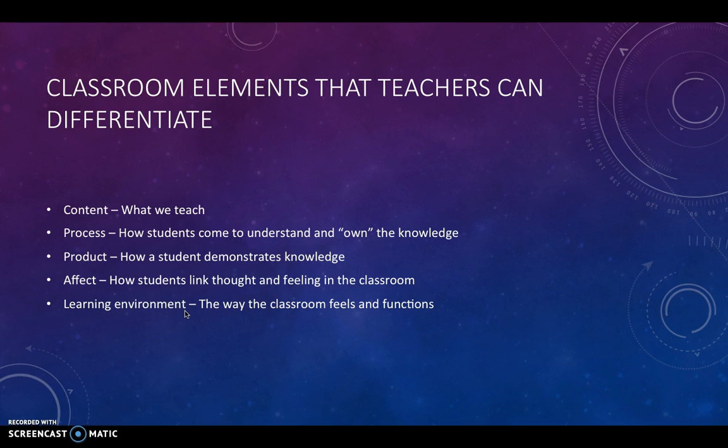You can differentiate the affect, or how students link thought and feeling in the classroom, and differentiate the learning environment, or the way the classroom feels and functions. And a lot of times we think about flexible seating these days as kind of a popular idea, which allows some differentiation in the learning environment. I think the first three, though, are the most common, where we differentiate the content, what we teach. We differentiate maybe the process, or how students come to understand and own the knowledge, or the product, how a student demonstrates knowledge.